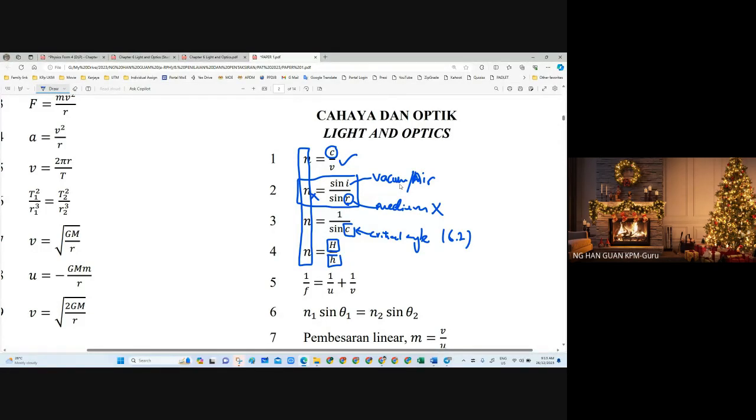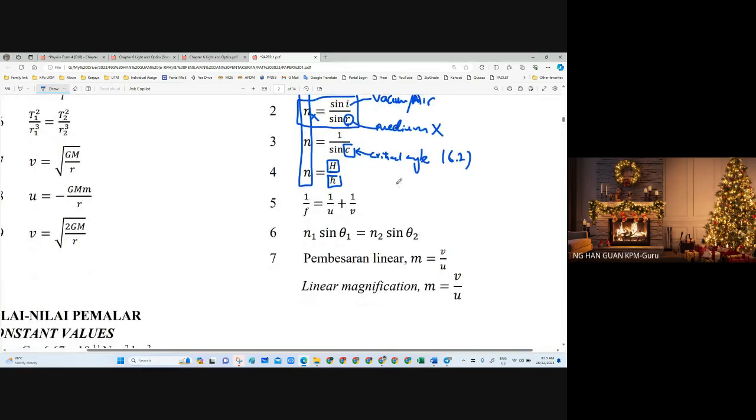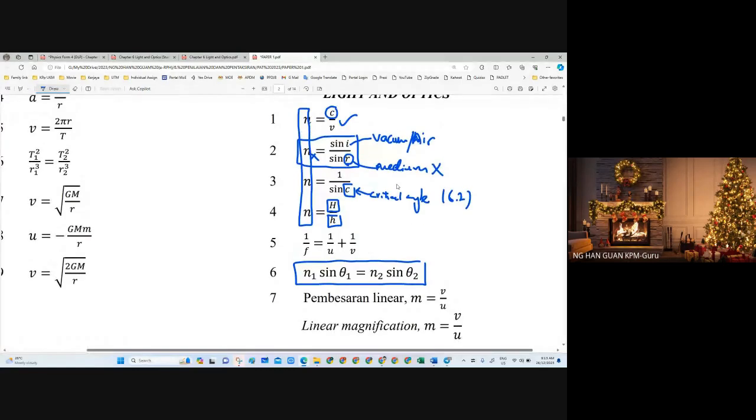So all these are the formula we can apply, and included here is this one, n1 sin theta 1 equals n2 sin theta 2. This is the one that we call Snell's law. After we simplify it, it becomes this one. Actually, they are the same formula. So now we are going to slowly look through how we change this formula number 6 into formula number 2.